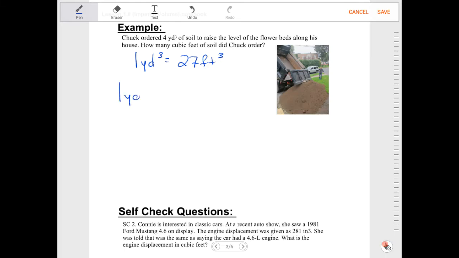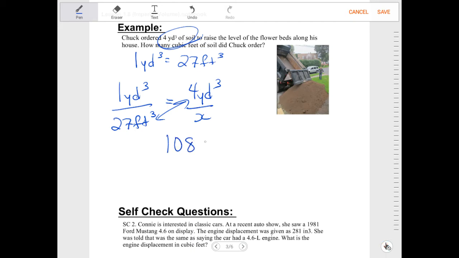Anyway, we'll put that into our proportion ratio here, 27 feet cubed, 4 yards. Yards top left, so it'll be top right. Cross multiply and divide. You would go 27 times 4 and then divide by 1. That's going to give you, let's see here, 108 feet cubed.